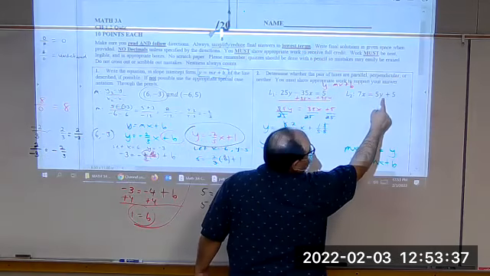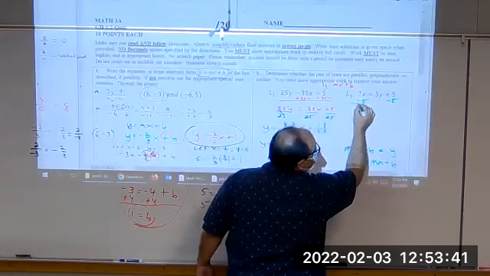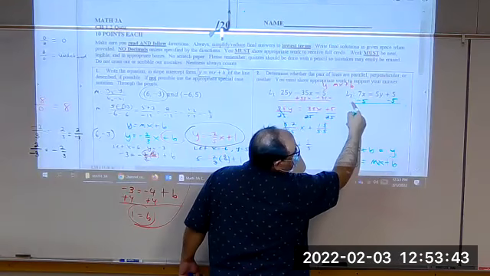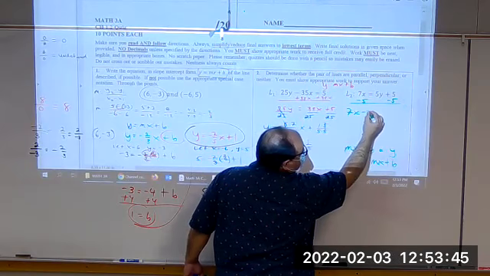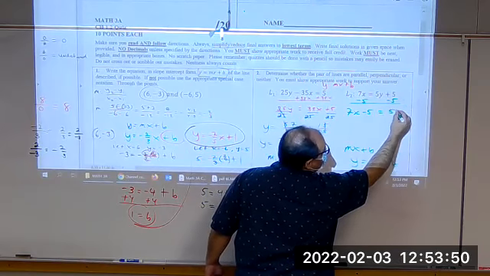So if I'm going to get y by itself, I have to subtract 5 from both sides. On the left side, I have 7x minus 5 equal to, on the right side, all I have is 5y.